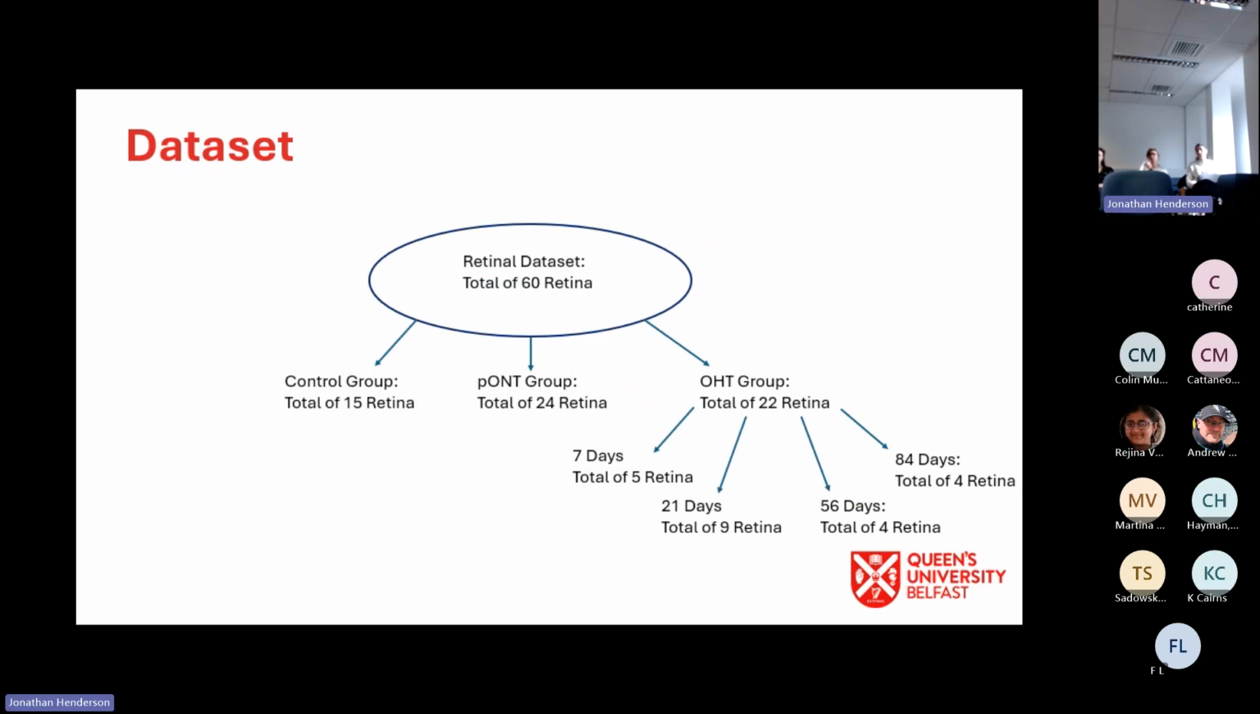Within it, because it's a milder model of the disease, our dissection times are slightly longer in some cases. So we have 7, 21, 56, and 84 days for our retina within that group.